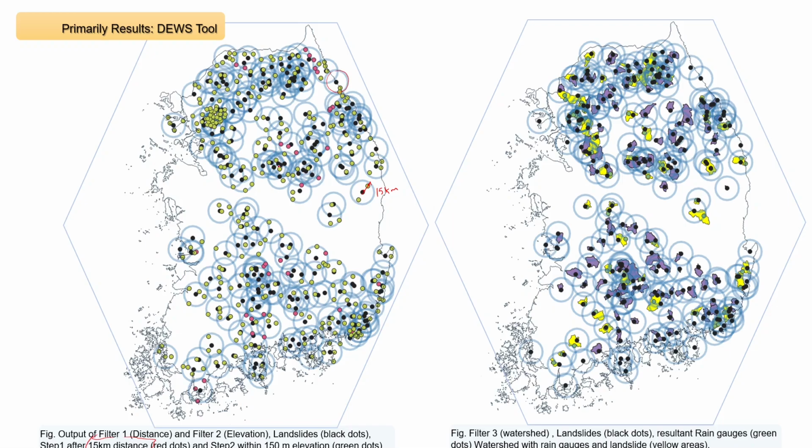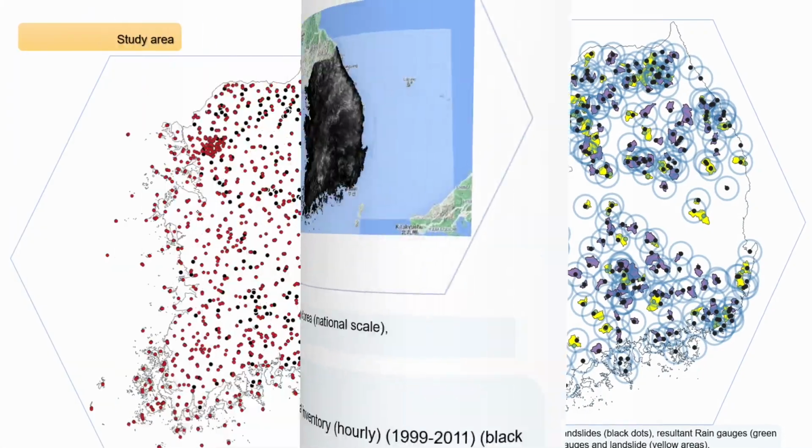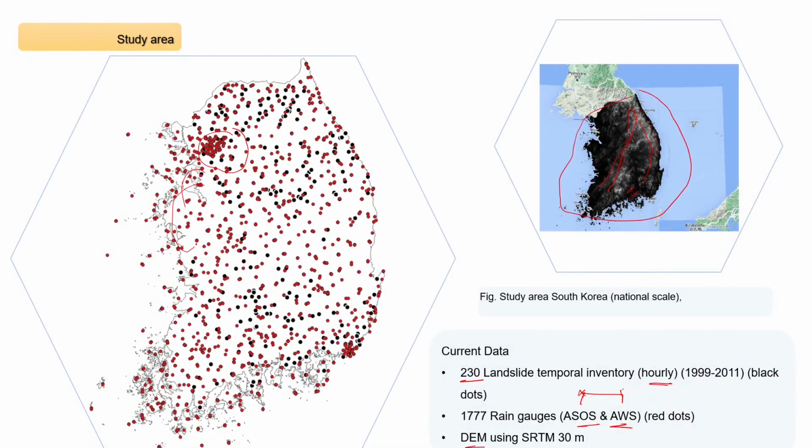Filter one will clean out everything outside of those circles. So if you see here now, it's empty. Let's come back and see. Because there are no landslides here, it deletes all of those locations.